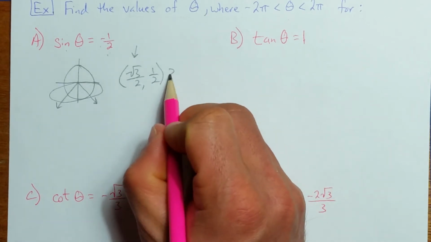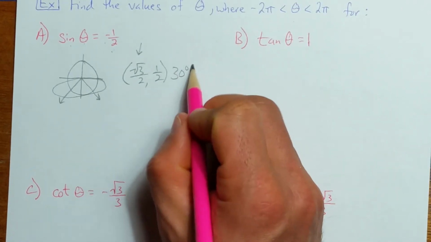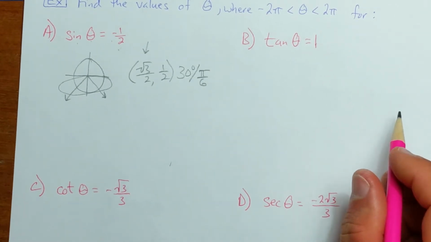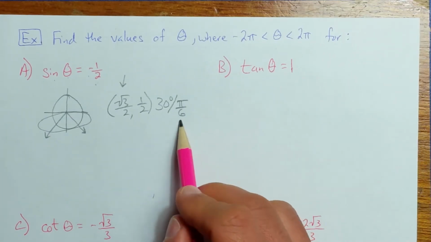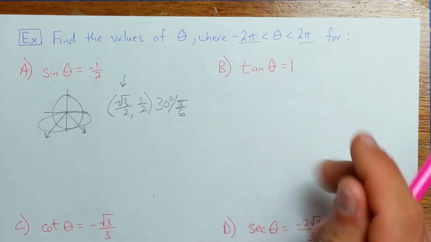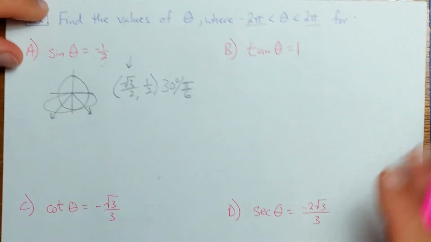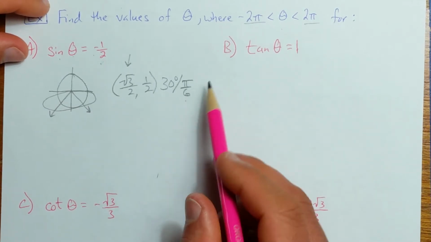And hopefully you remember that that's a 30-degree reference angle, or it's pi over 6. Again, we tend to use radians for everything. I know that I should probably use radians because they give me radians over here. If they gave me degrees, then I'd probably get the answer in degrees. Alright, so now let's think about it. It's pi over 6. That's the reference angle.